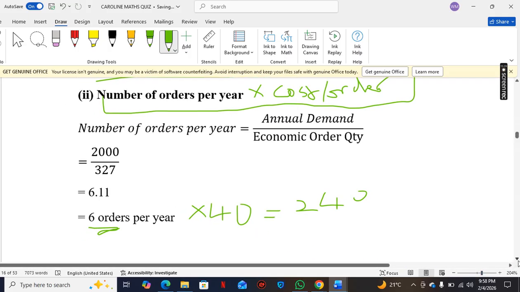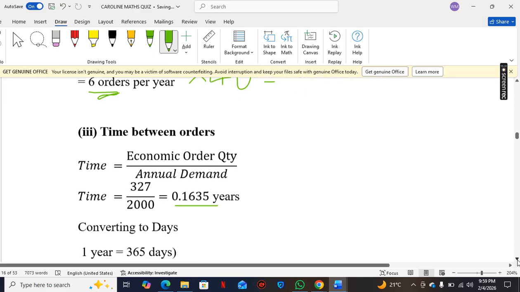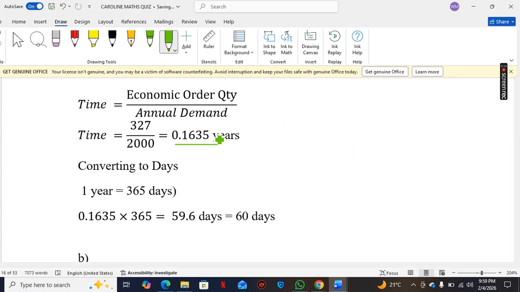Then, okay, you have to convert these years to days. So just multiply by 365. Get how many days? So 0.1635 times 365, you get 59.6 days, which is also equivalent to 60 days, which is how long you have to wait when you make an order. So you have to make orders in advance. Yes. Any questions?